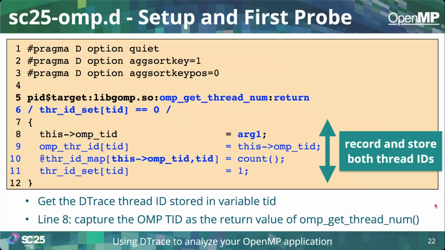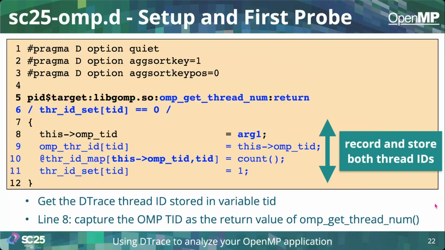Then at line 11, I change that value from 0 to 1. That means the next time, and the next time, it will be skipped. So in this way, I make sure that this information is only collected once because I don't need it more than once. Then line 9 is a little thing where I want to use a flag. I want to use a flag for other probes to know that this OMP thread ID has been set, and that's what line 9 does.